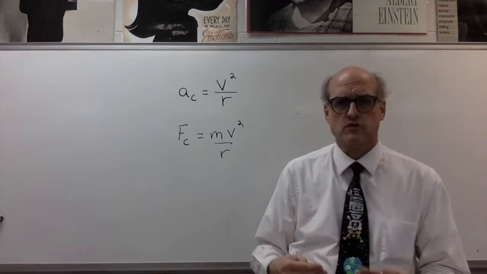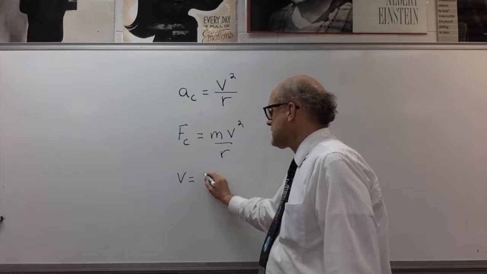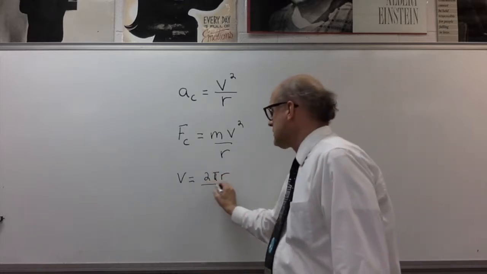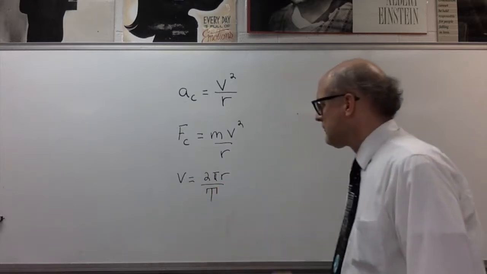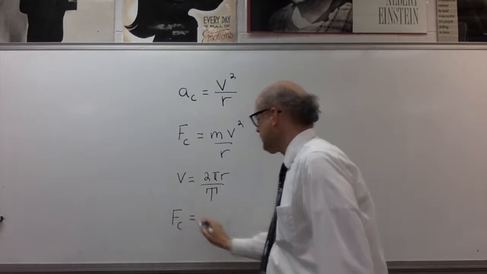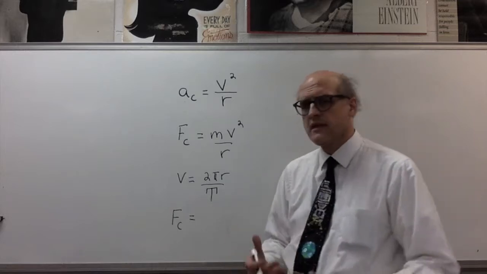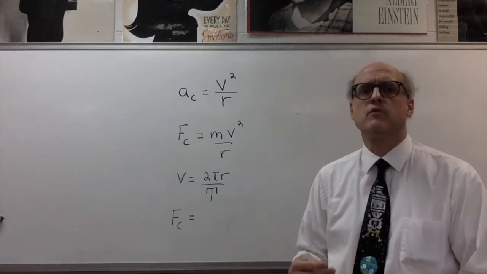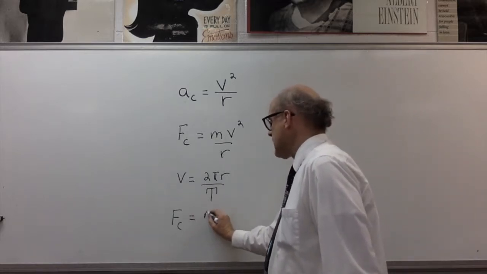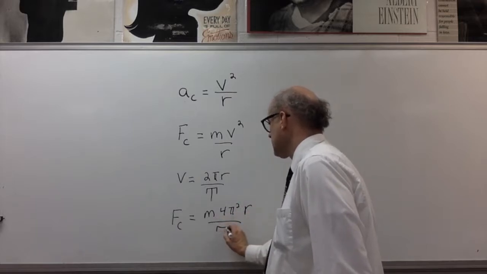Now, when an object travels in a circle, we can find its speed using distance, which in the case of a circle is the circumference, 2 pi r, divided by the period. Now, if I combine this equation with this equation, I get an expression for the centripetal force in terms of the radius of the circle, the mass, and the period. That is the time for the object to go around the circle once. So we get F_c is equal to m 4 pi squared r all over the period squared.